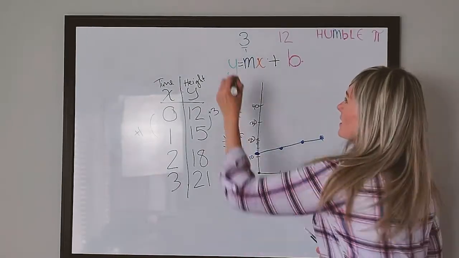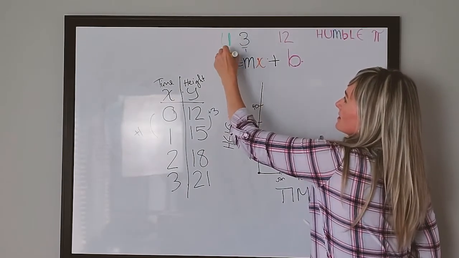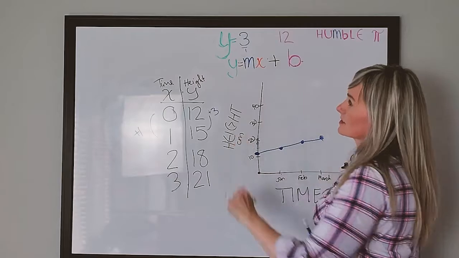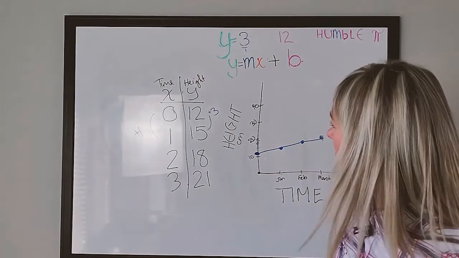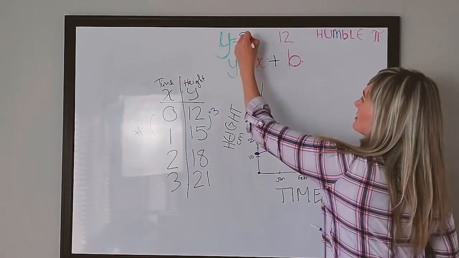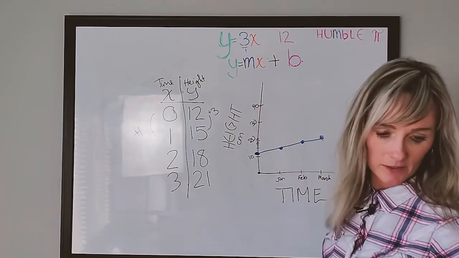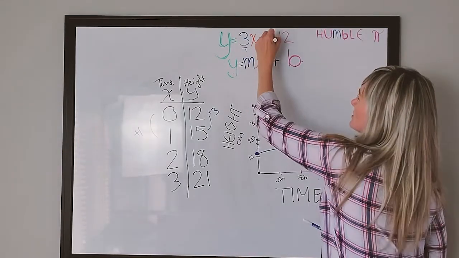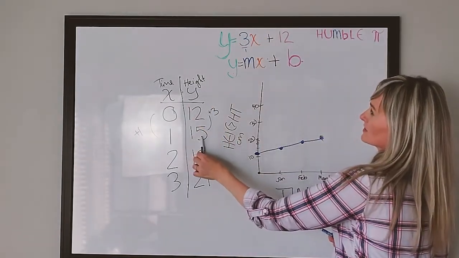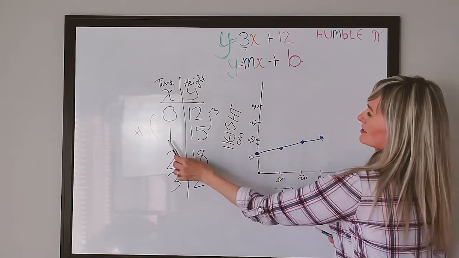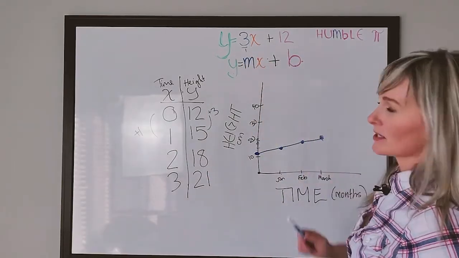Okay, and then all the y values can be whatever they are on our table of values, and our x values will be whichever one matches with whichever y value you're talking about at the time. So if you're talking about the y value 15, then this x is going to be 1. So that's our equation of the line.